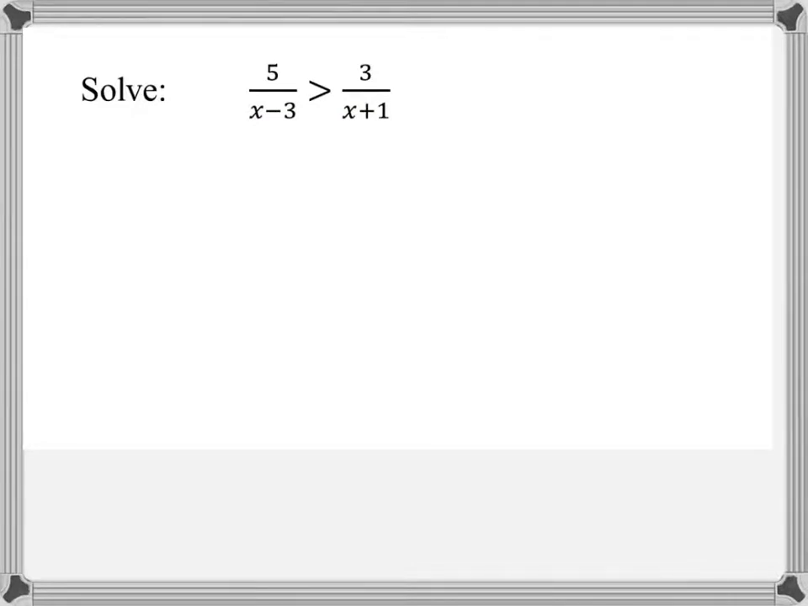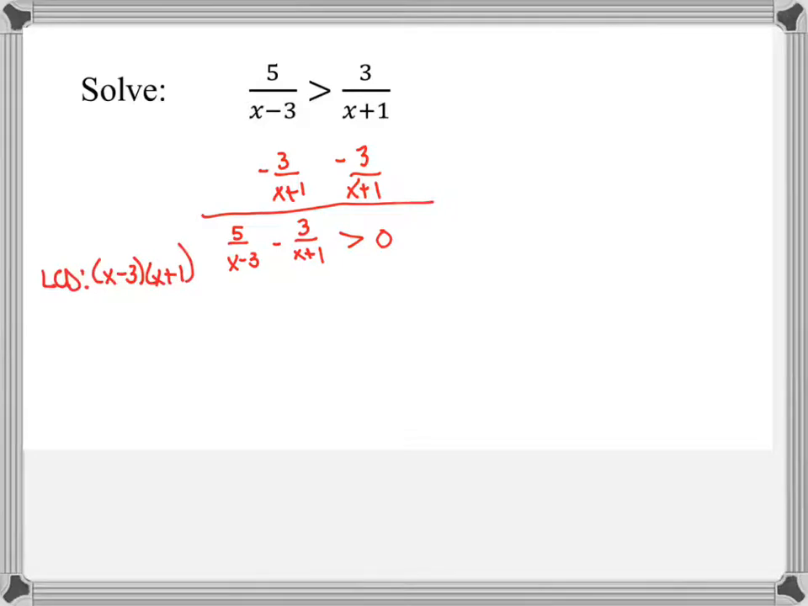Okay, let's look at another one where we need to move everything to the left-hand side. 5 over x minus 3 is greater than 3 over x plus 1. I will start by subtracting 3 over x plus 1 from both sides. So 5 over x minus 3 over x plus 1 is greater than 0. My LCD will be the product of my two denominators, x minus 3 times x plus 1. So I'll set up my denominators. We know the inequality is greater than 0.